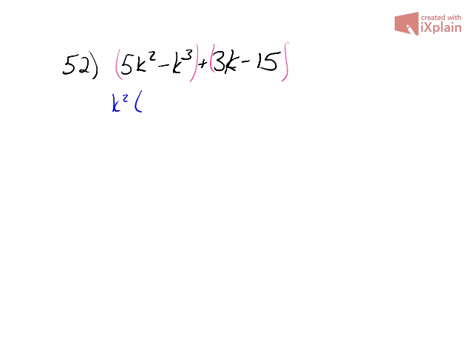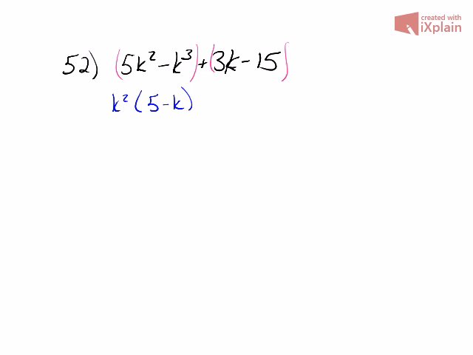And the last one that I'm going to do today will be number 52. That is 5k squared minus k cubed plus 3k minus 15. Sorry, that k got kind of funky. So, I need to group my terms and see what I have in common that I can pull out. If I look at this first set, I have a k squared in common, and when I pull that out, I'm left with 5 minus k.